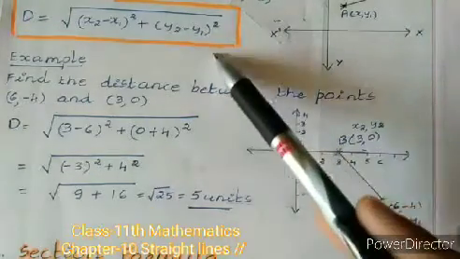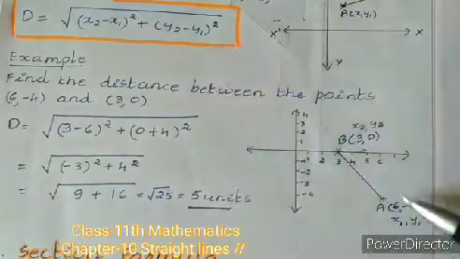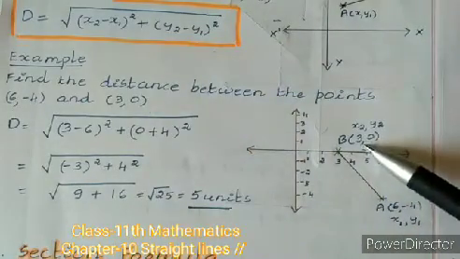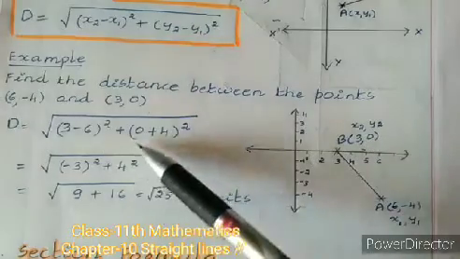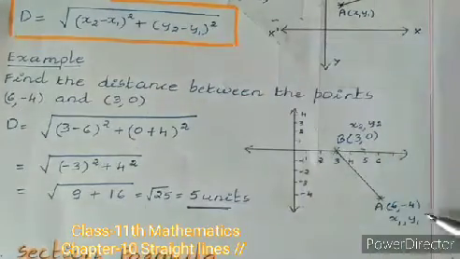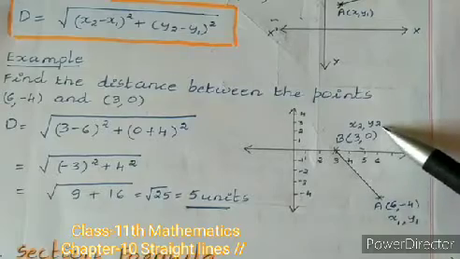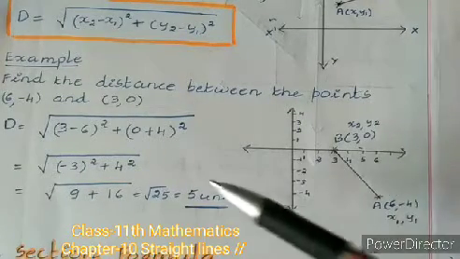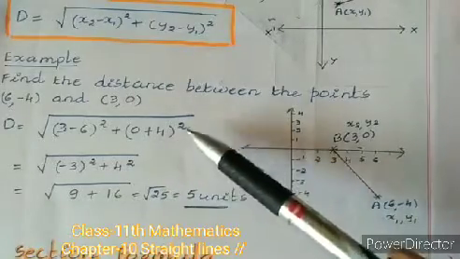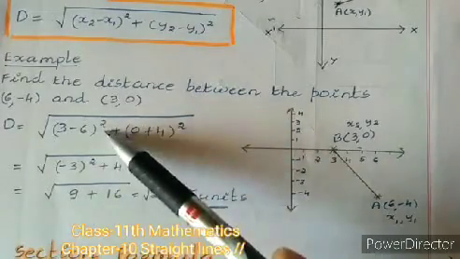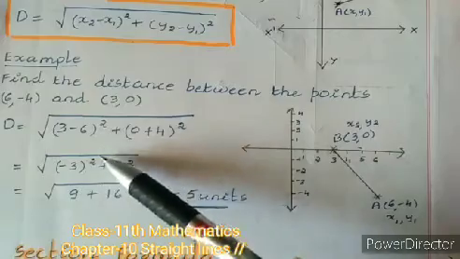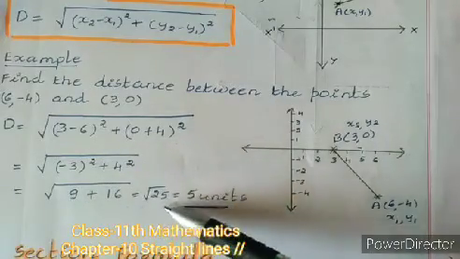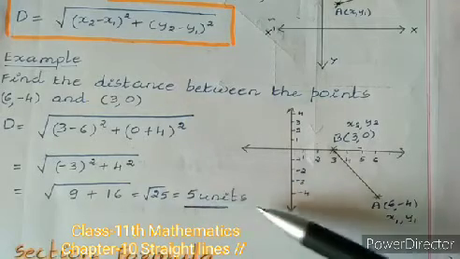Now, by using this formula, just replace the values, that is x2 minus x1, that is 3 minus 6 whole square plus y2 minus y1, that is here we have 0 minus 4, that means 0 plus 4 whole square. And here this becomes 3 minus 6, that is minus 3 whole square plus 4 square, that is 9 plus 16, that is square root of 25, that is equal to 5 units.